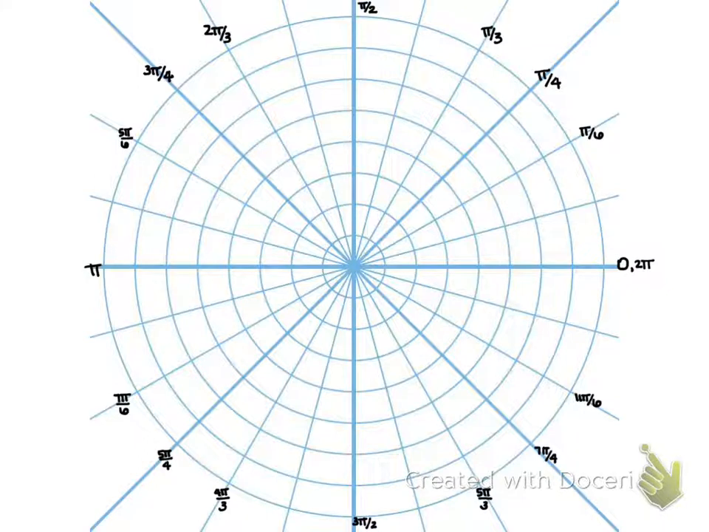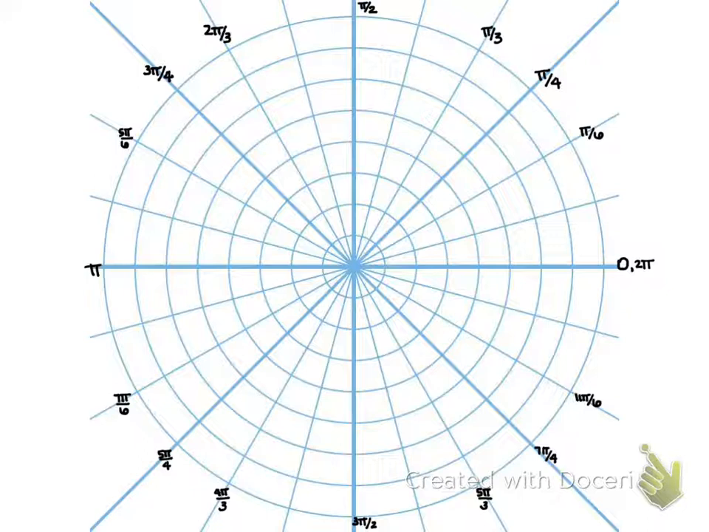And since this is in pi over 12 increments, I went ahead and labeled all of the pi over 6's, 4's, 3's, and 2's for us. So we knew exactly where we were going to be graphing. So let's go ahead and start.